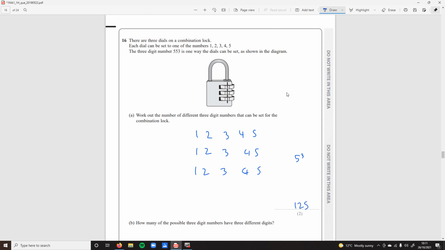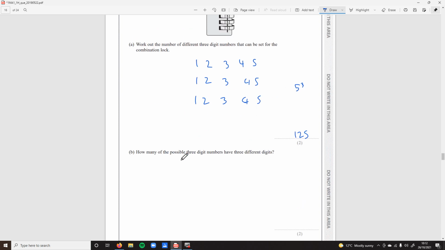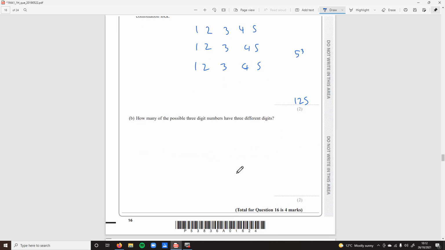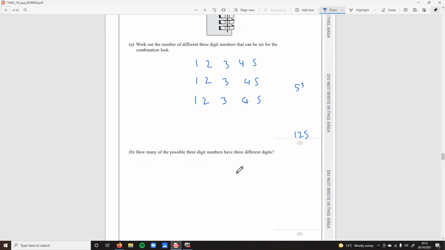That could be wrong. Oh my god, this is so helpful. I know, guys, I'm sorry. We're going to go through the answers afterwards, it's fine. How many of the possible 3-digit numbers have 3 different digits? You got me stumped.